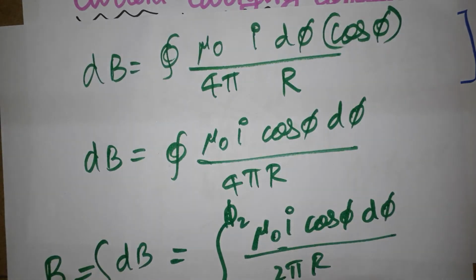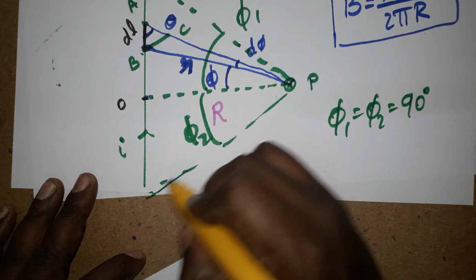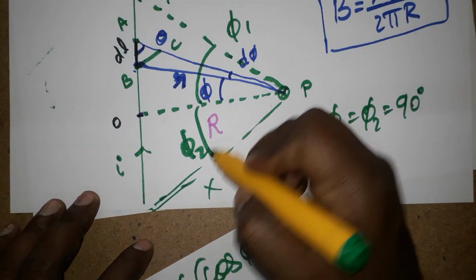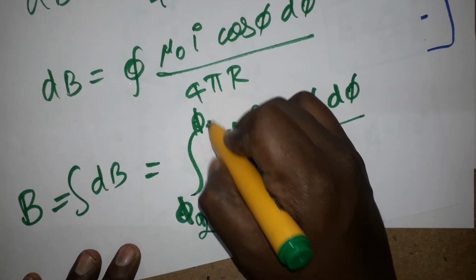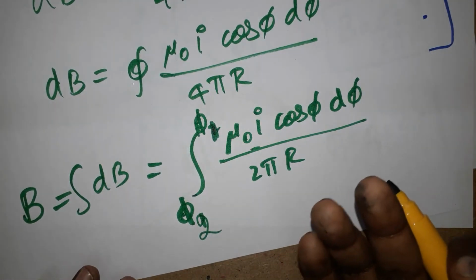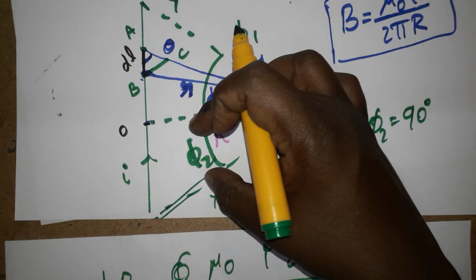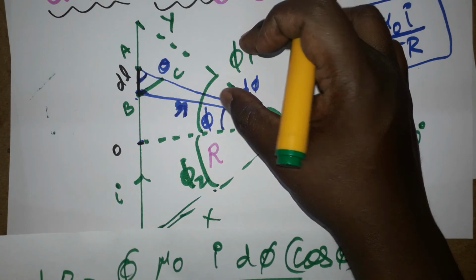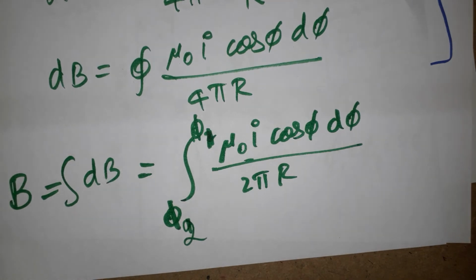The magnetic field I am measuring from the lower end to the higher end, x to y. That means phi 2 to phi 1. You can take it opposite also, the thing is you will get only negative. So phi 2 will be negative, phi 1 will be positive. Below origin will be negative, above origin will be positive. This is what we will get.